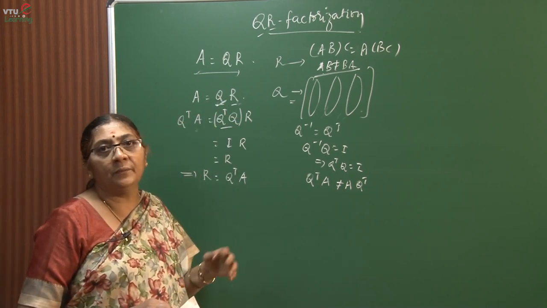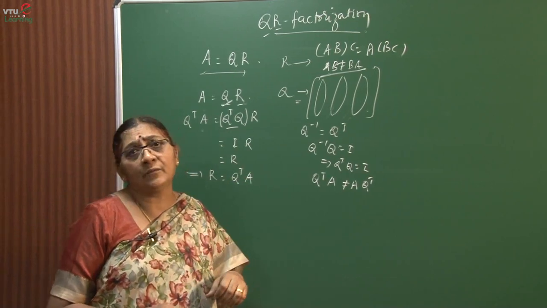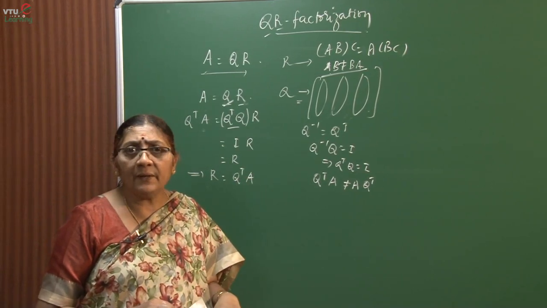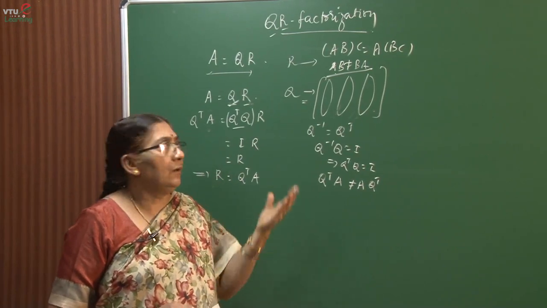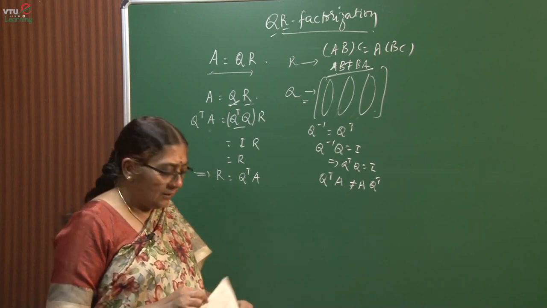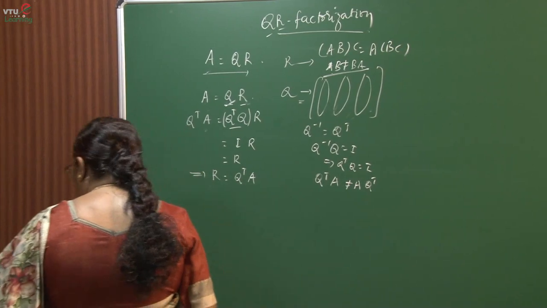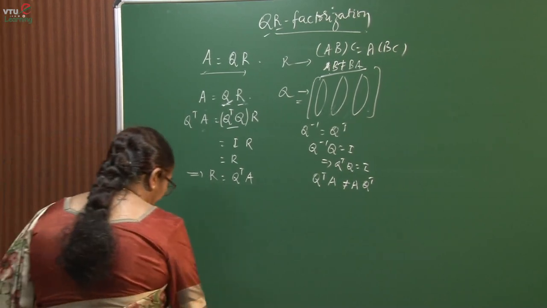They are going to give questions based on that. Suppose they ask this question, it also involves the Gram-Schmidt process. That's why they give more importance to finding the QR factorization problem. Okay. Now I'm going to discuss one problem based on QR factorization.